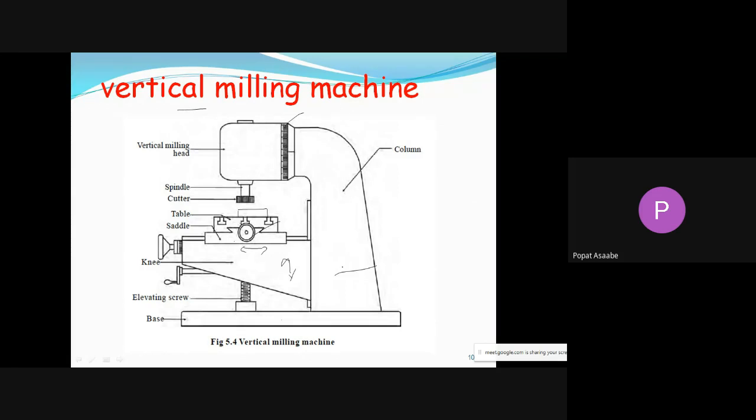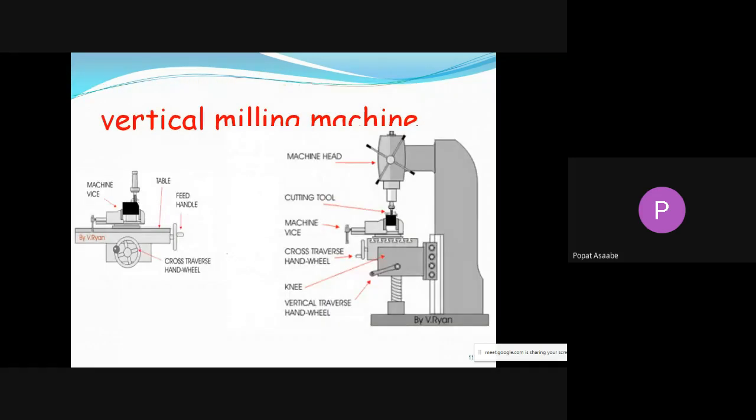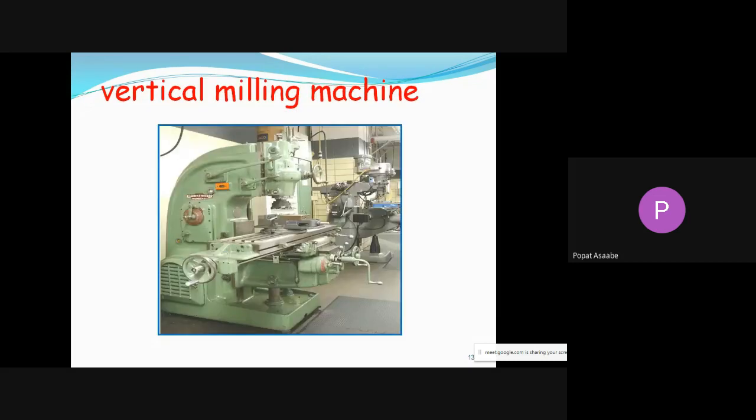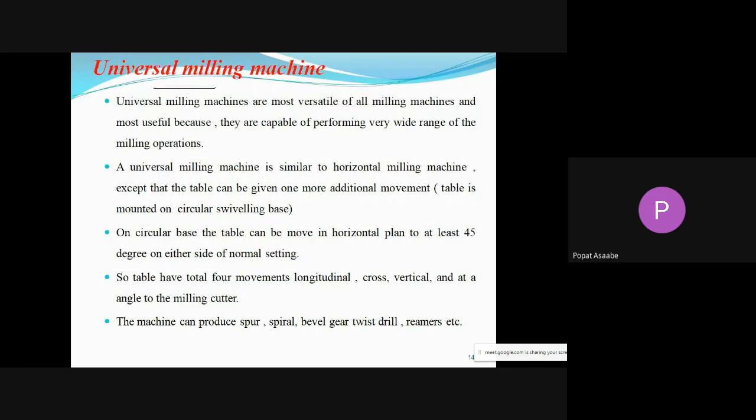It is used to hold all the driving mechanism. Then, the vertical universal milling machine. The only difference is that in the universal milling machine, one circular base is there. On the circular base your table is mounted, and with the help of that circular base we can rotate your table at 45 degrees, so that in the universal milling machine we can achieve the four movements.